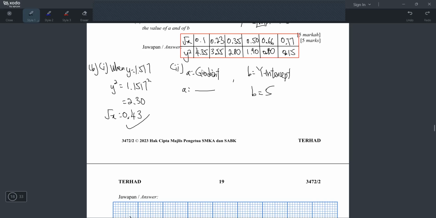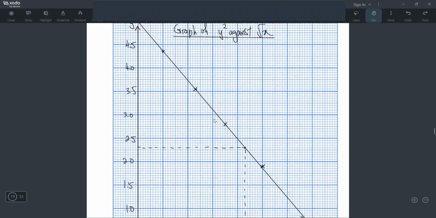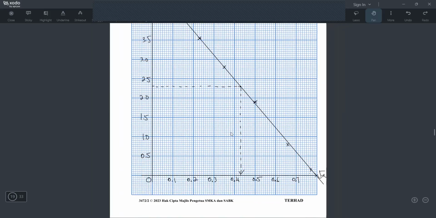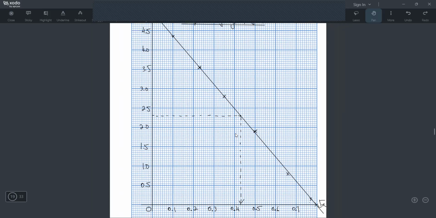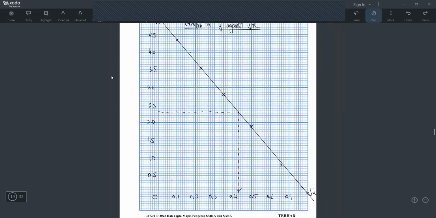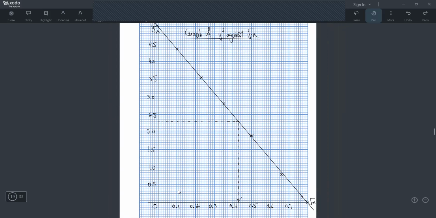For the gradient, you can choose 2 points from your graph and then use the gradient formula. Which 2 points can I use here? I can take 0 until 0.5. The reason why I take 0 until 0.5 is because 0.5 minus 0 is 0.5, and it's very easy to divide by 0.5. That's why I make sure my points are easy to divide later. This point is 0, 5, but I already said my plan is to take from 0 until 0.5.